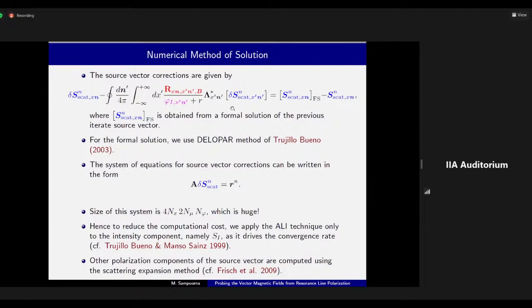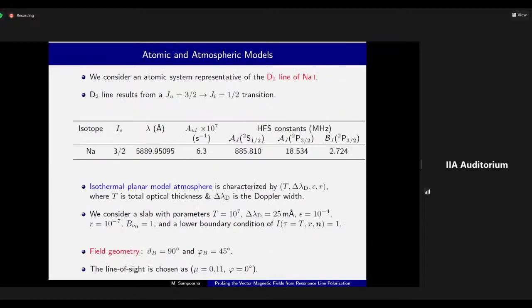This is a linear system of equations which can be written in this matrix form. It is a huge system because we have to take large frequency bandwidths, and the radiation field inclination and azimuth also need to be taken into account. To reduce the computational cost, we apply the ALI technique only to the intensity component, namely S_I, because it drives the convergence rate. The other polarization components of the source vector are computed using the so-called scattering expansion method, which is described in Frisch et al. I will not go into the details.